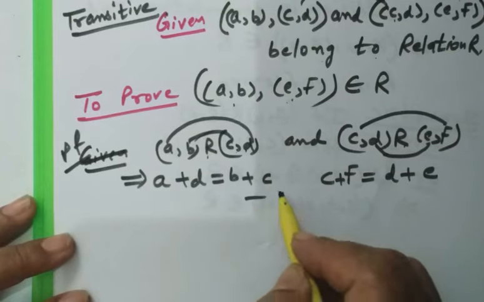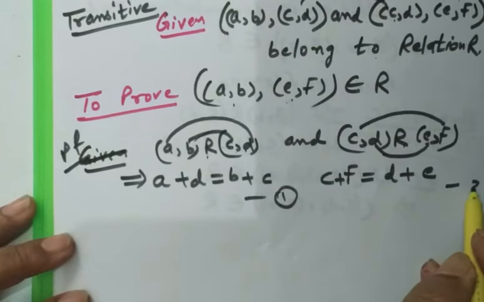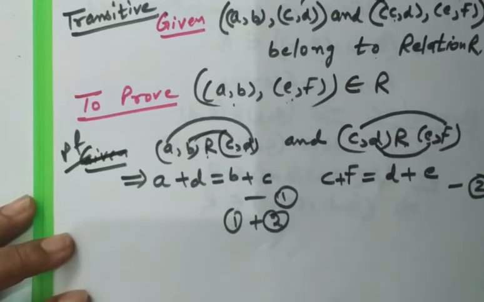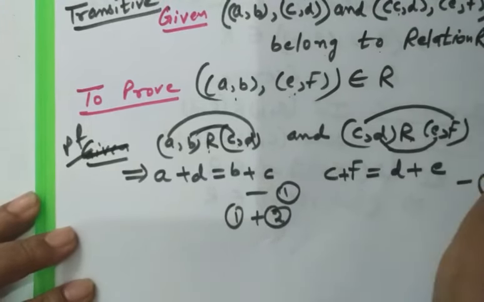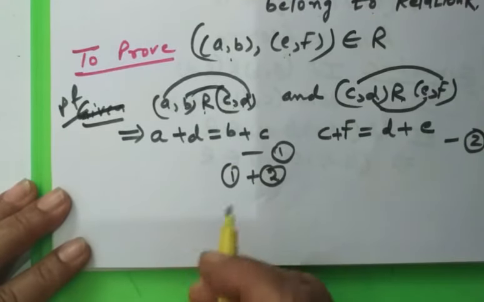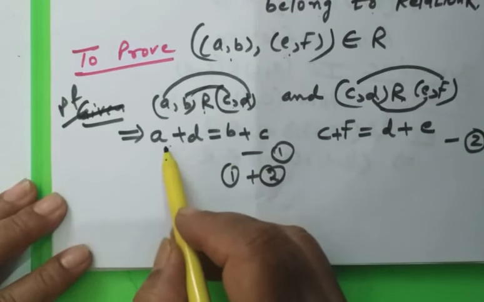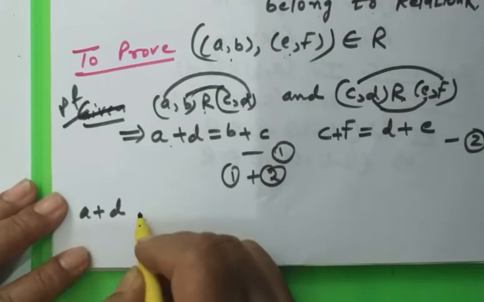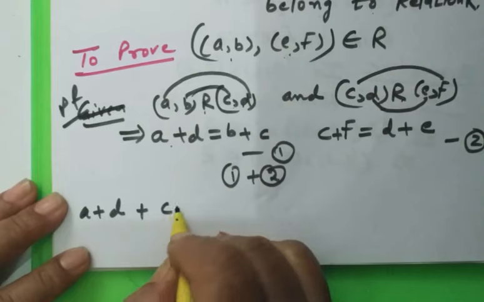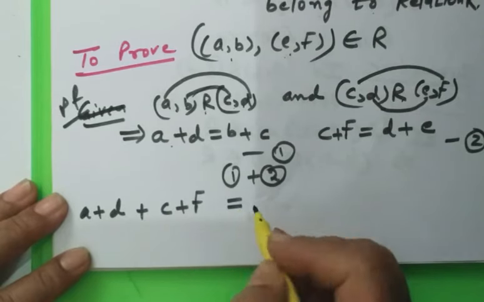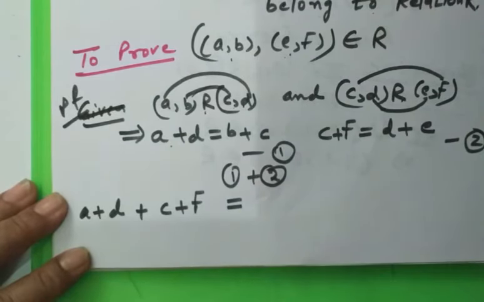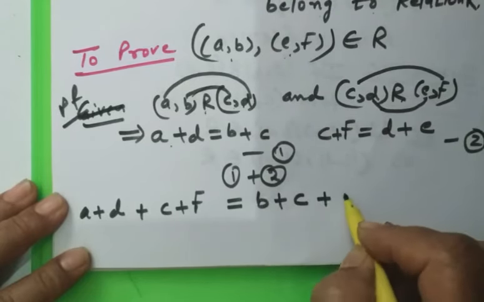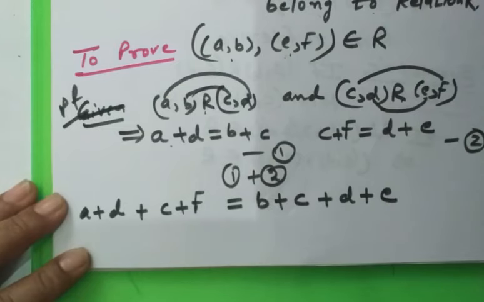We call it equation number 1 and we call it equation number 2, and we add the two equations 1 and 2. So let us add the two equations. How are we going to add? We write LHS with LHS, RHS with RHS, that is A plus D plus C plus F is equal to B plus C plus D plus E.